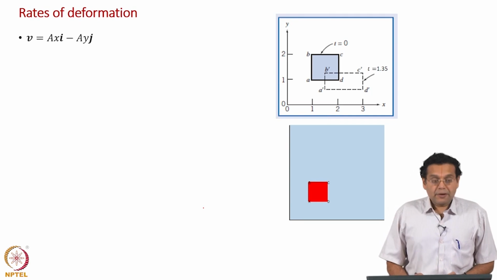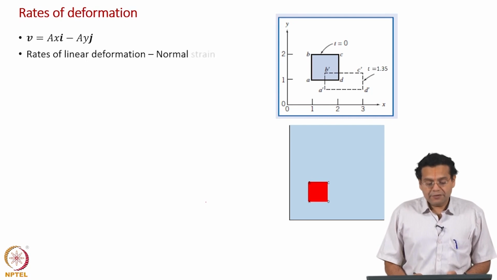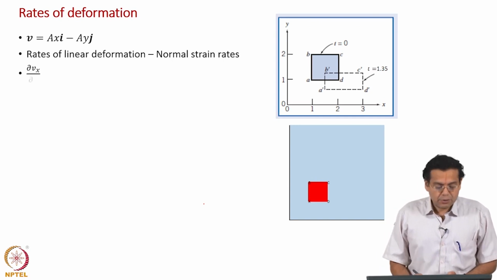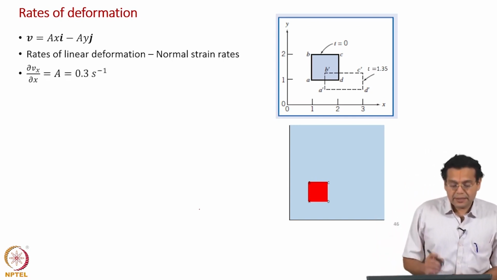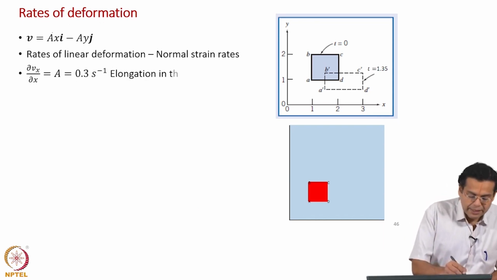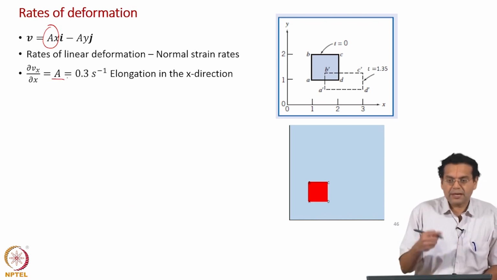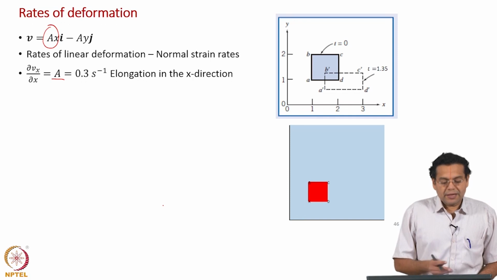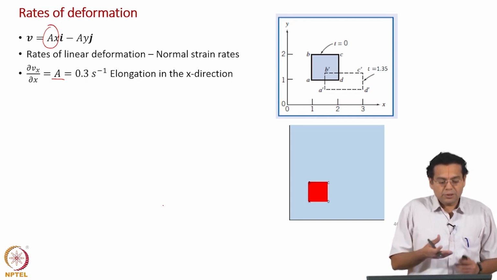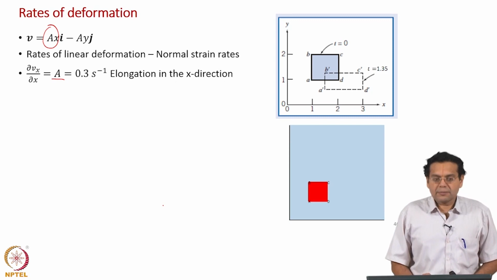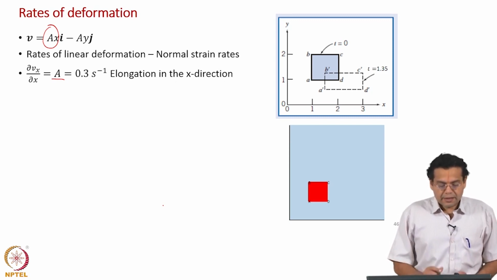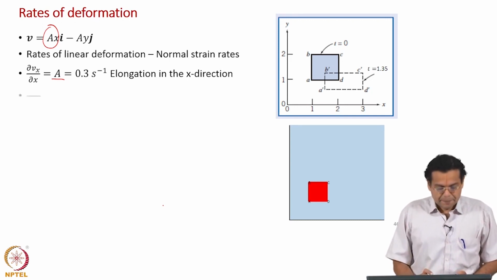Now, the velocity field was given by ax i minus ay j. So, the rates of linear deformation, let us calculate them. The normal strain rate dou Vx by dou x is equal to a. For this velocity field the x component depends on x, so if you differentiate you get a non-zero value, unlike the earlier example. So, in general, whenever the x component depends on the x coordinate, you will have a non-zero normal strain rate. And of course, the value is 0.3 second inverse, which means that there is elongation in the x direction.